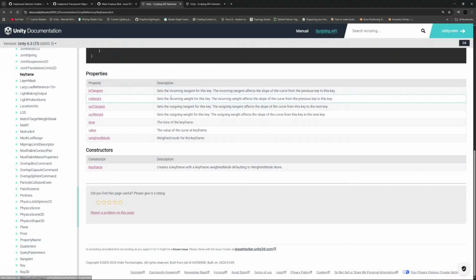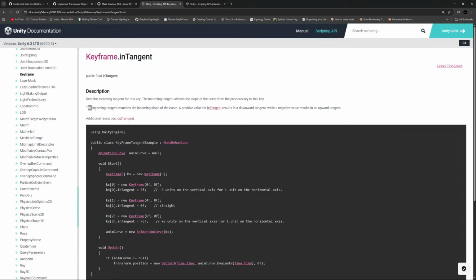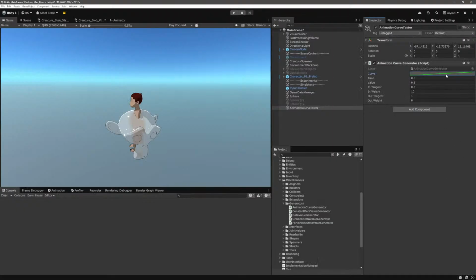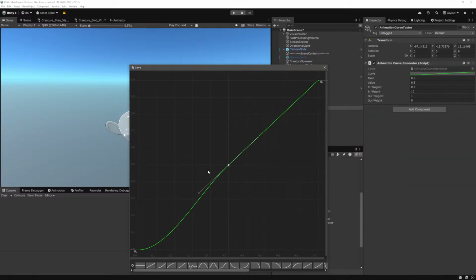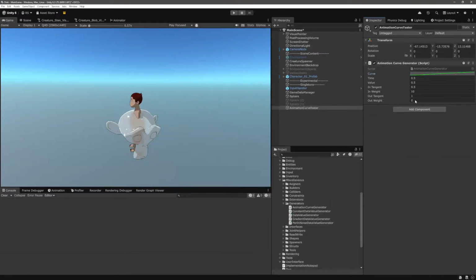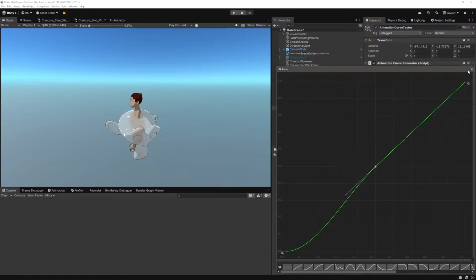Keyframe. Intangent sets the incoming tangent for this key. The incoming tangent affects the slope of the curve from the previous key to this key. A positive value for intangent results in a downward tangent, while a negative value results in an upward tangent. So a positive is like this, down. So if we go with a negative, we should see it go up here. Or that's what I think at least. So -1. It doesn't change anything.